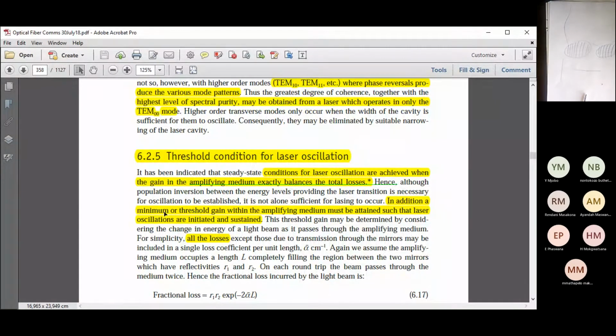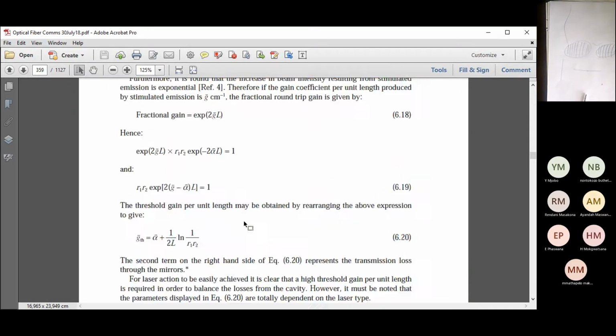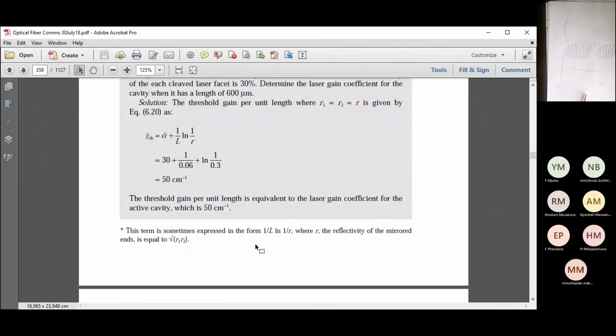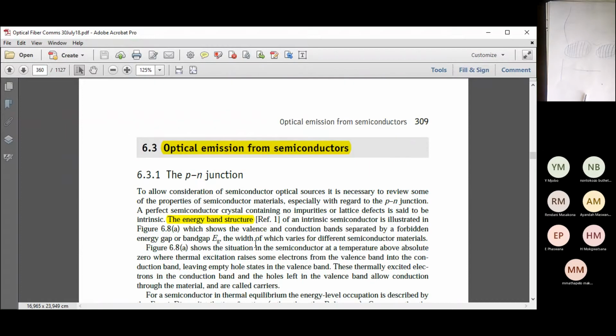In addition, a minimum threshold gain must be attained such that laser oscillations are initiated and sustained. This is to maintain the laser light. So in a laser, you cannot bleed off too much of its energy, and it will not be sustainable, it will die.